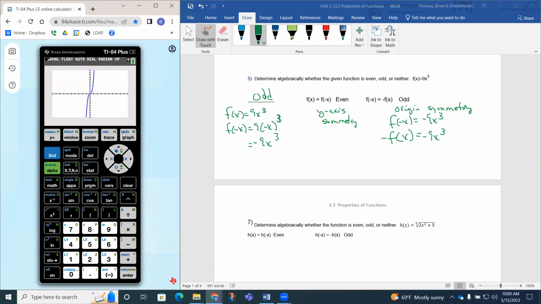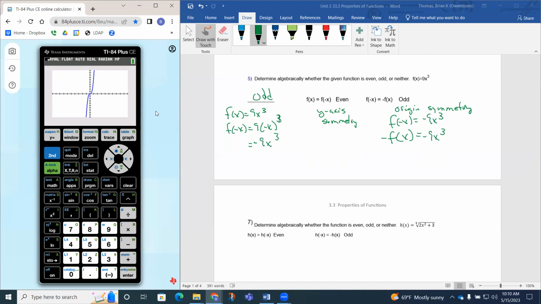So if I look at the table, notice how there's this point 1, 9 here. Notice how there's also this point negative 1, negative 9. That's what we mean by origin symmetry. Notice that the sign of the x and the y are changed and represents the point that's mirrored across the origin. So we can also see it from a graphing perspective. So cubic functions are going to have what we call this origin symmetry if they pass through the origin itself, that is.